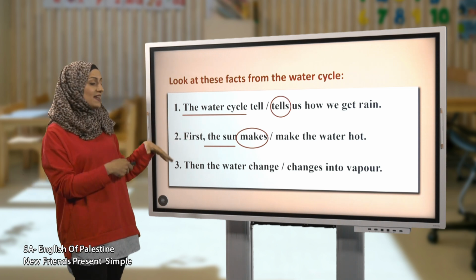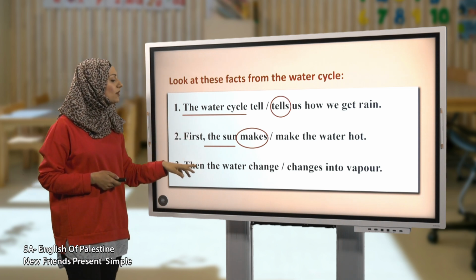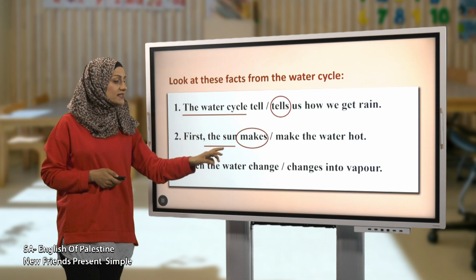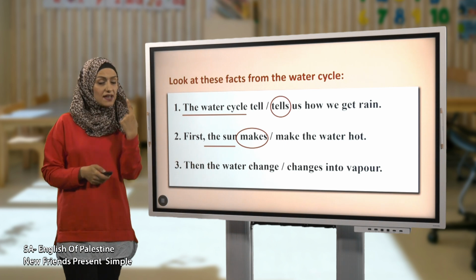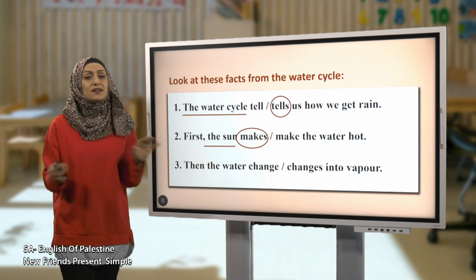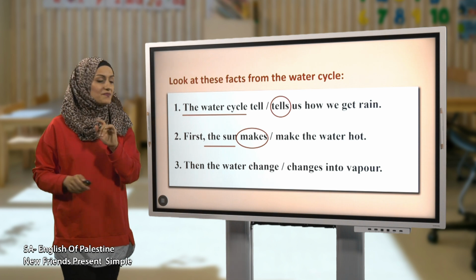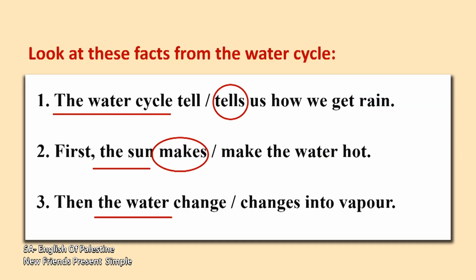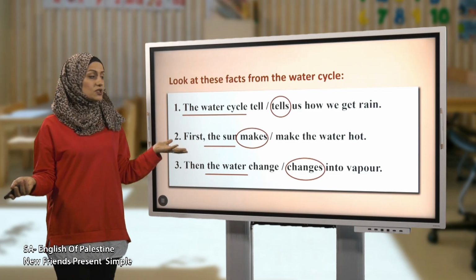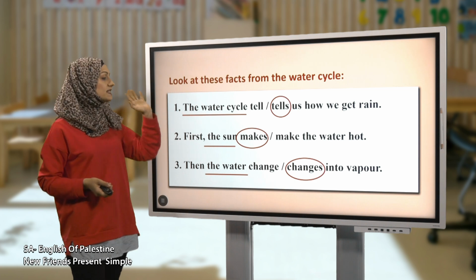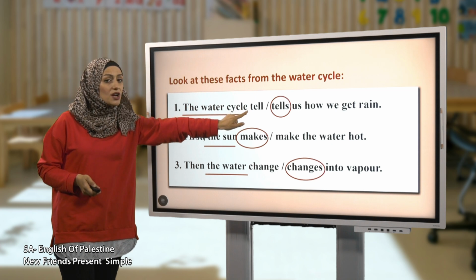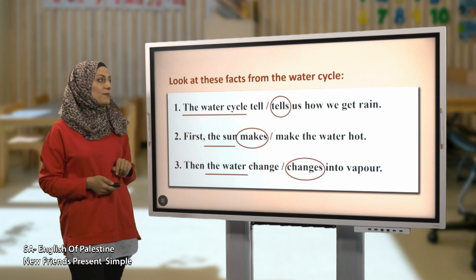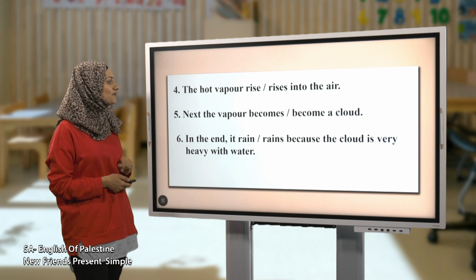And now the last example. Then the water changes into vapor. As you can see, is water singular or plural? Water is always singular. So we say the water changes into vapor. Excellent, students. So as you can see with singular subjects, we always use the verb plus S form of the present simple.